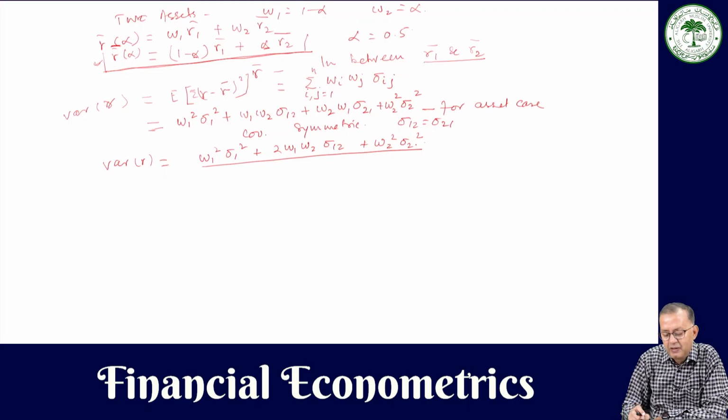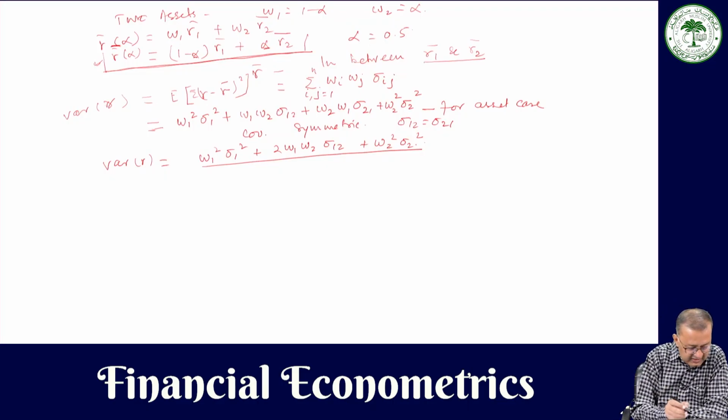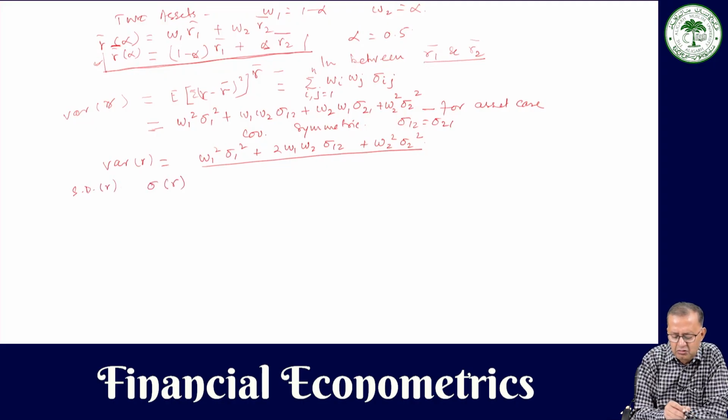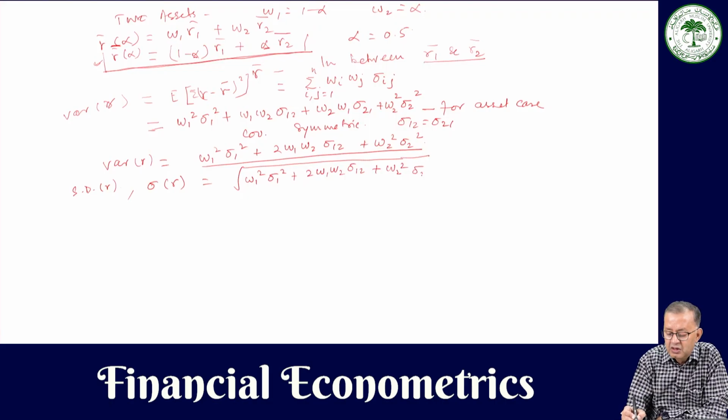Now, what about the standard deviation, sigma R? This will be the square root of this. We denote it by sigma R, because variance we denote by sigma square. So sigma R will be equal to the square root of W1 square sigma 1 square plus twice W1 W2 sigma 1 2 plus W2 square sigma 2 square.